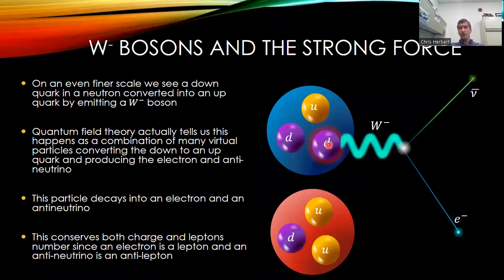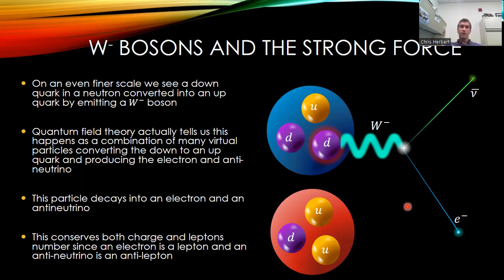And as the down quark does this, it converts itself into an up quark. A neutron is two down quarks and one up quark. A proton is one down and two ups. So if I convert the down to an up, I've converted my neutron to a proton. Now, I have to warn you here, because this can be viewed by a number of different interactions.